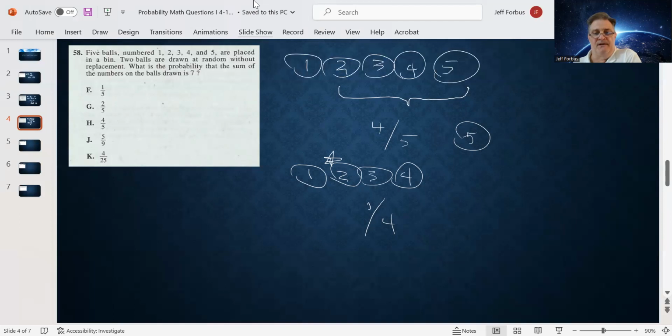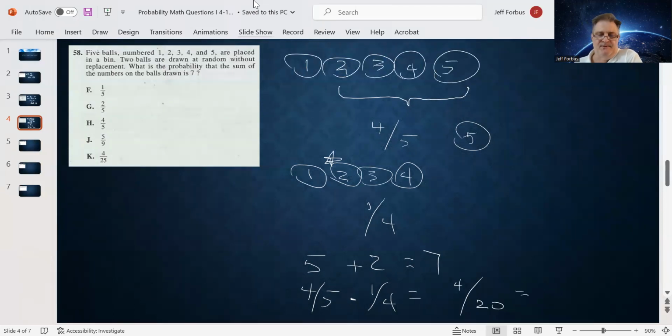Now, the probability of getting the 5 and the 2 to give us a 7 is going to be 4/5 times 1/4. 4 times 1 is 4. 5 times 4 is 20. Now you can reduce that to 1/5. And that's going to be answer choice F.